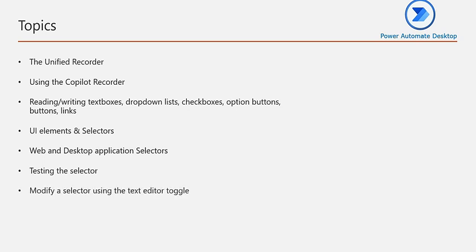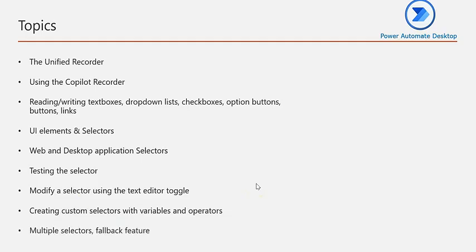Then modifying a selector using there is something called as a text editor. Using that toggle you can modify your selector, because just based on the default selectors that the PAD tool will give you, you won't be able to interact with some of the applications. You will have to modify it, you will have to customize it, make it dynamic with the help of variables and operators and so on. And then the feature of multiple selectors and the fallback mechanism feature. Finally, the collections feature.